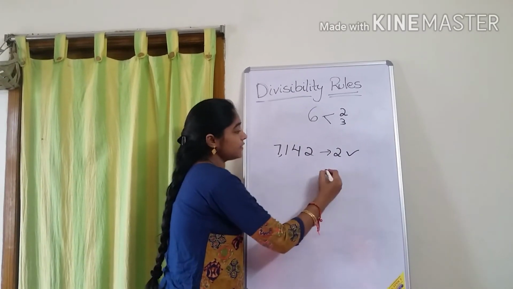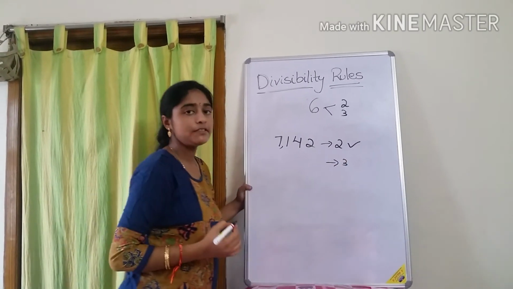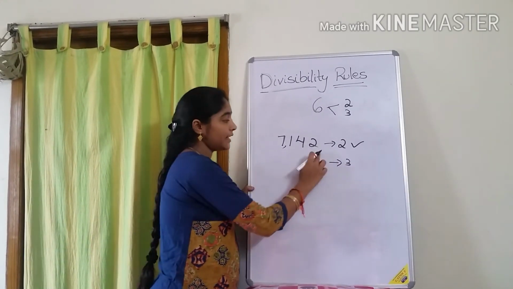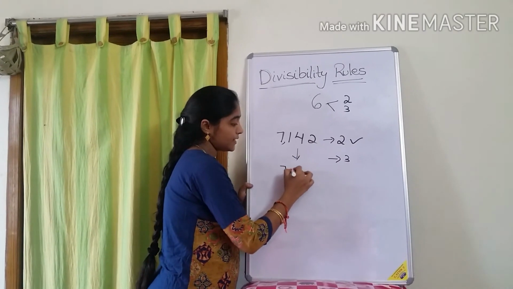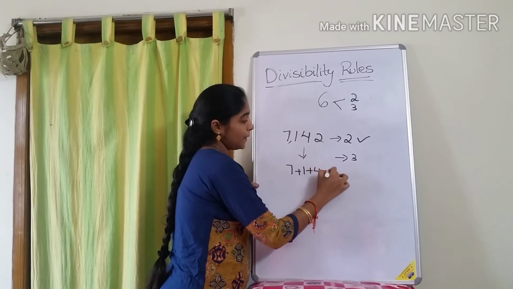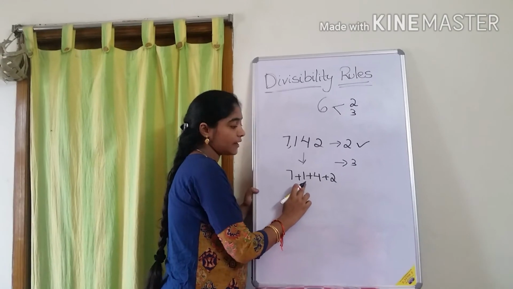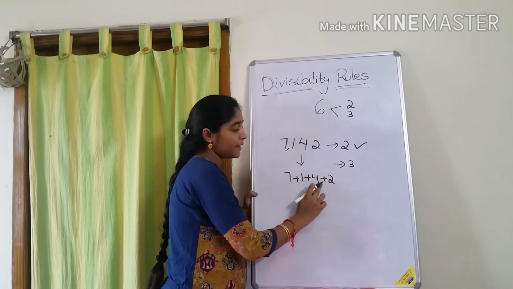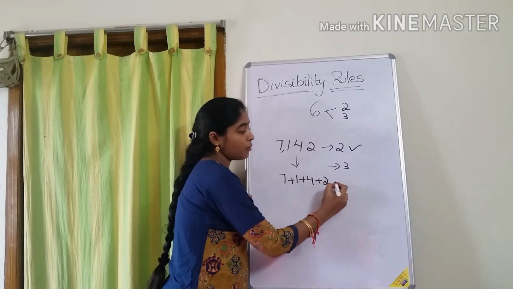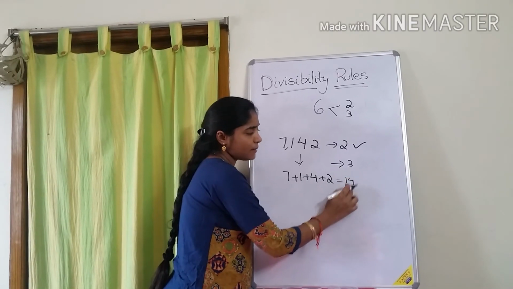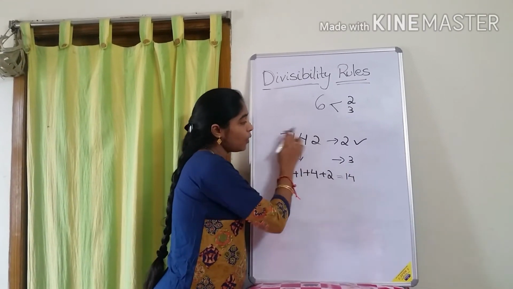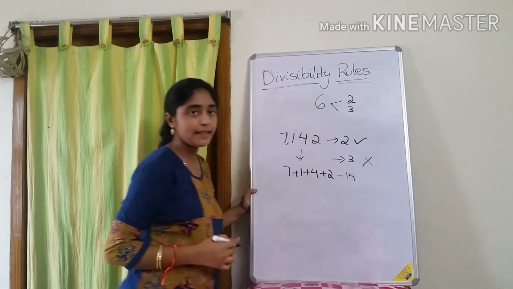Now let us check the divisibility rule of 3. What is the divisibility rule of 3? We have to add all the digits. What is there? 7 plus 1 plus 4 plus 2. 7 plus 1? How much? 8. 8 plus 4? 12. 12 plus 2, how much? 14. Does 14 come in the 3 table? No. So the whole number is not divisible by 3.